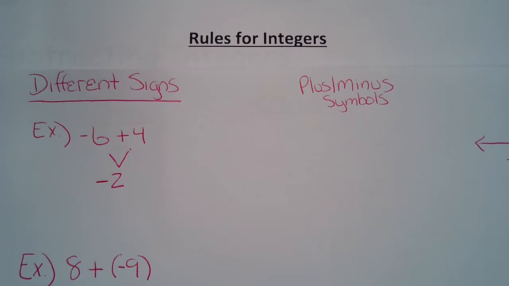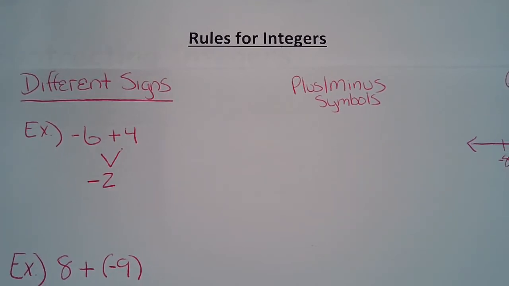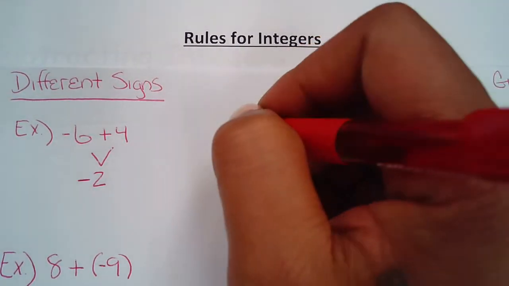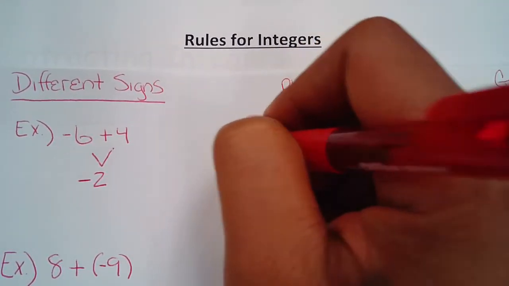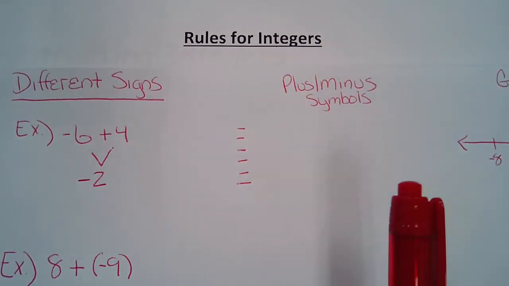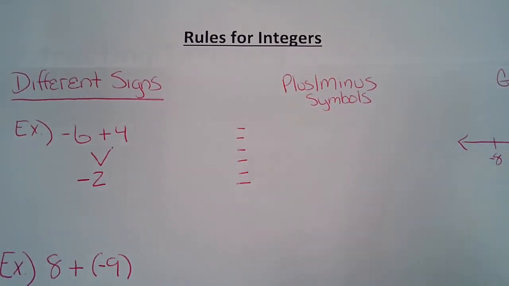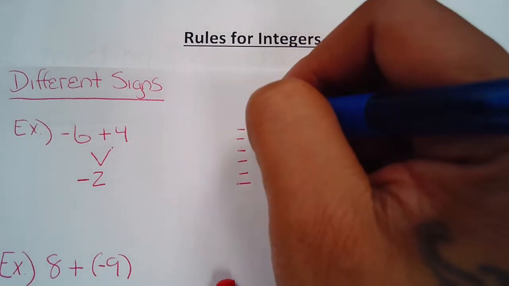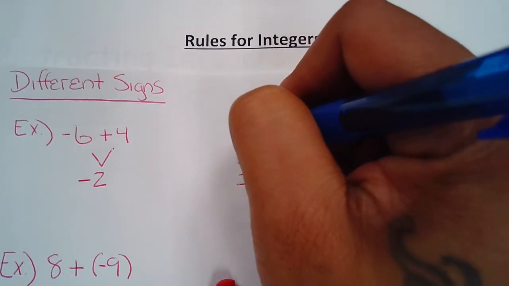All right, and then I'm going to show you what that looks like using my plus minus symbols. So if I were using my plus minus symbols, I would draw 6 negatives. 1, 2, 3, 4, 5, 6. And I'm adding to that, in a different color since they're different, 4 positives.